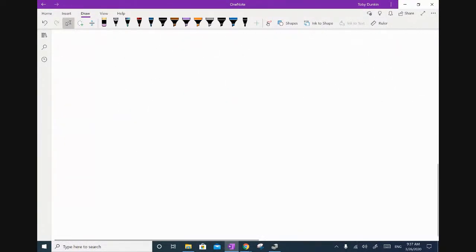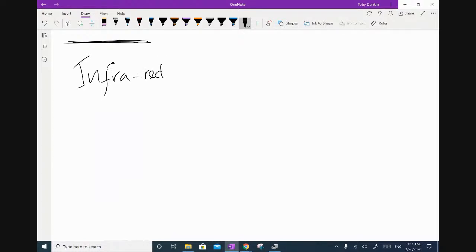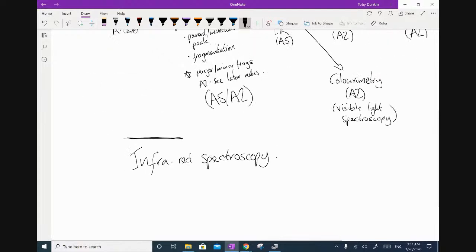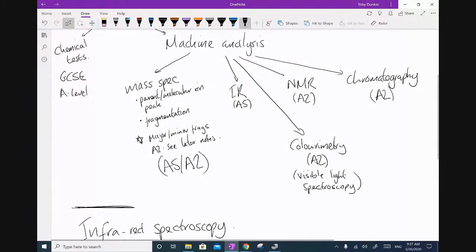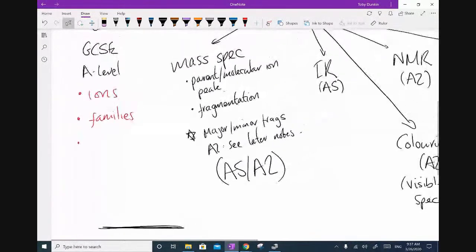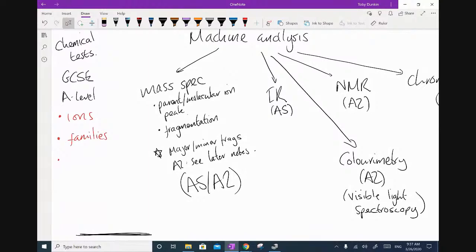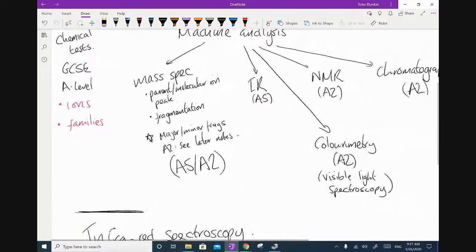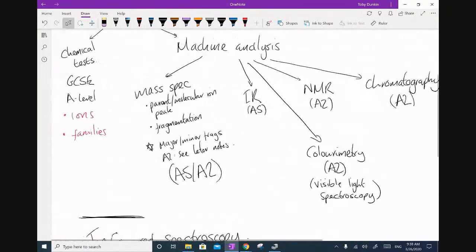Okay, so what exactly is IR? Infrared spectroscopy. Would everyone agree chemical tests will help us identify ions? It helps us identify families in organics, homologous series, such as aldehydes and ketones, alcohols, etc. Double bonds, alkenes. What else do chemical tests allow us to do? Not an awful lot. It kind of covers all bases, really. Ions and families. Spectroscopy, the machine analysis, is more than that.